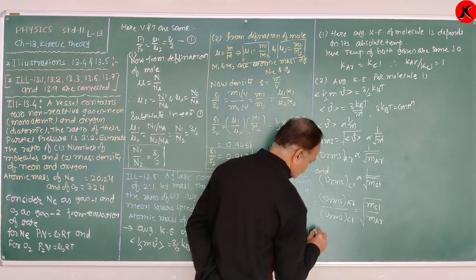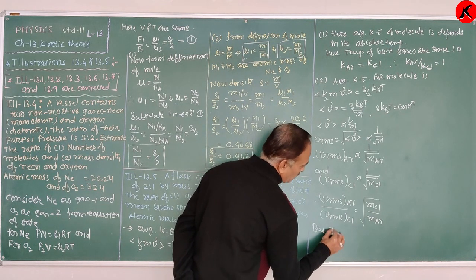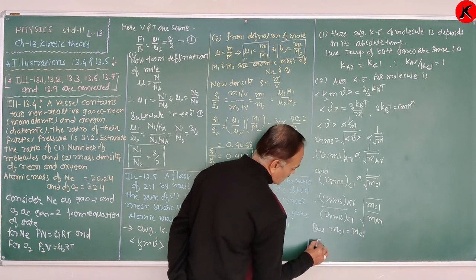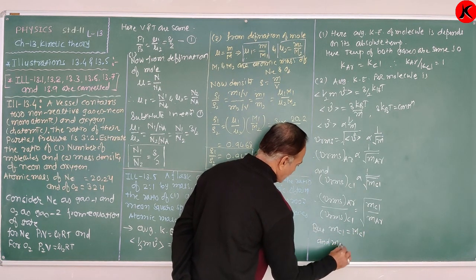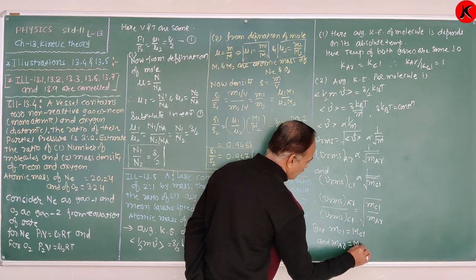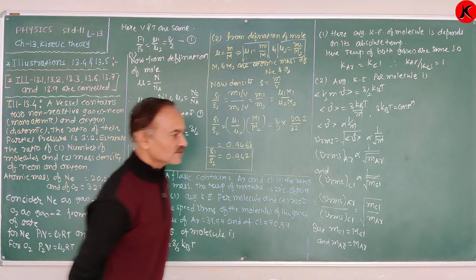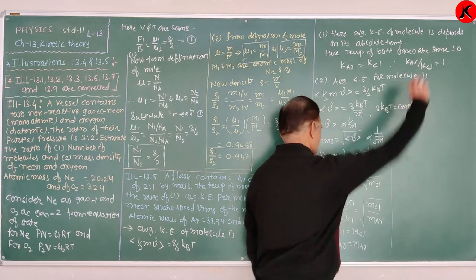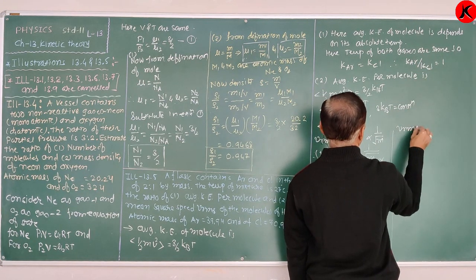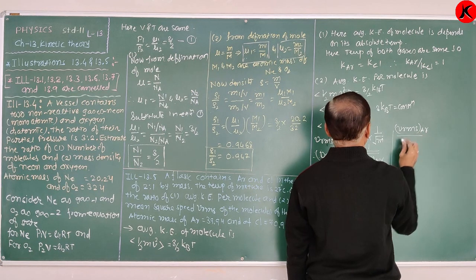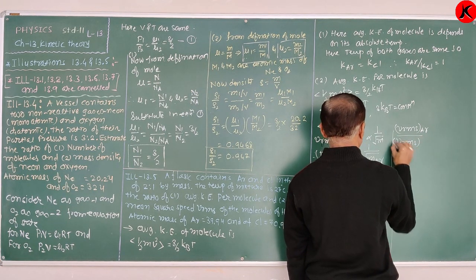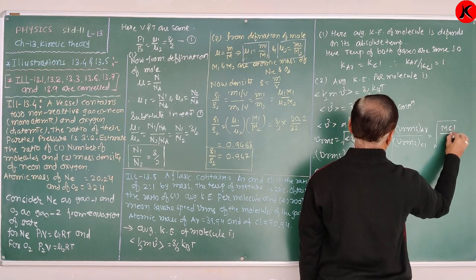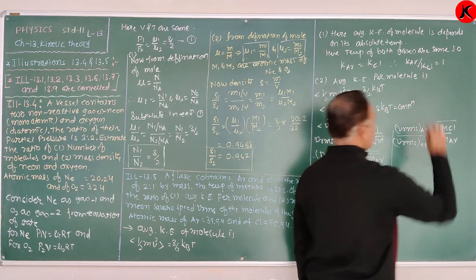But mass of fluorine is equal to its molecular mass, and mass of molecule of argon is the atomic mass of argon. Therefore, our equation becomes VRMS of argon to the VRMS of fluorine is equal to under root of molecular mass of fluorine upon atomic mass of argon.